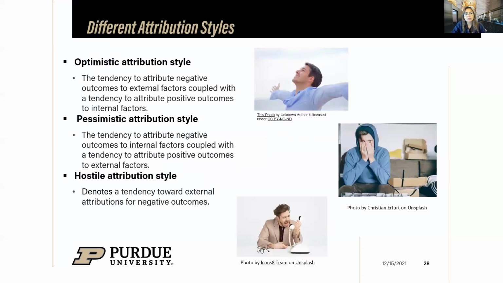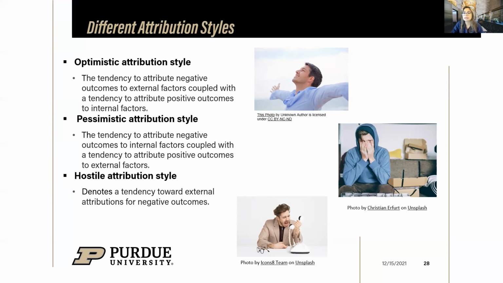Now, there are certain styles of attribution. But what exactly is an attribution style? Attribution style is defined as a tendency to consistently attribute positive and negative outcomes to a specific type of cause, for example, internal or external, stable or unstable.